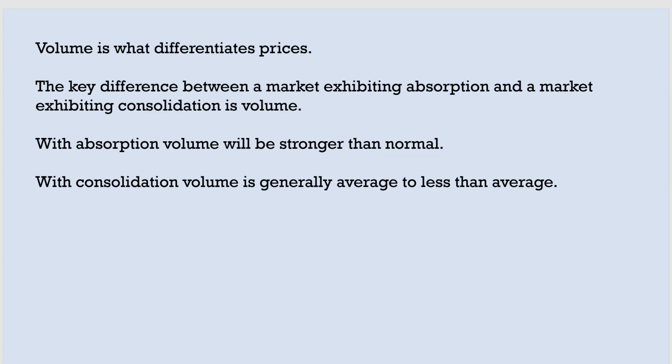The key difference between a market exhibiting absorption and a market exhibiting consolidation is volume. With absorption, volume will be stronger than normal. And when I say normal, I mean what it was preceding the area that you're in, right? If you're looking at, for example, right?